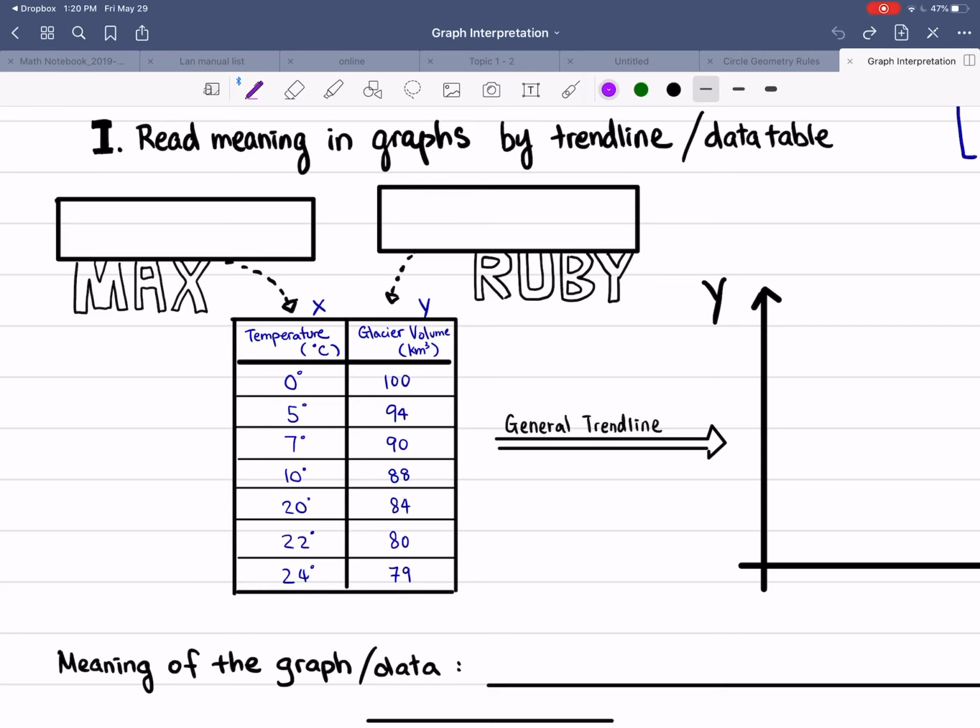Okay, so basically we can call temperature the manipulated variable. Why? Because this is always x, this is always y. On the left side of the chart is always x, on the right side of the chart is always y. So the manipulated variable is always x. That's why we call it Max and Ruby. We learned it at the beginning of the year. So the y variable is called the responding variable.